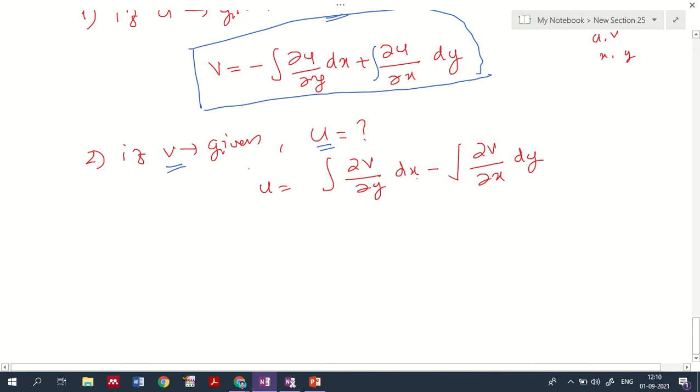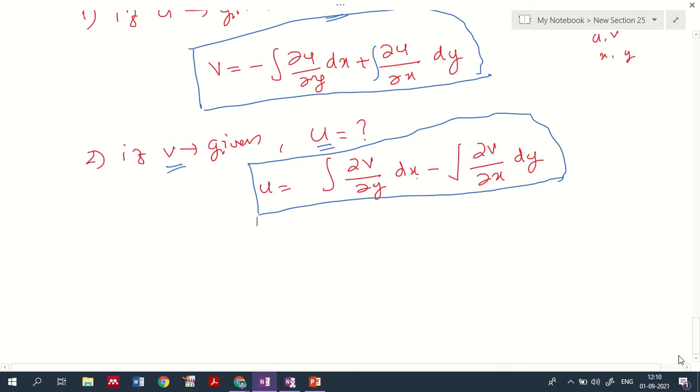So this is the equation you have to utilize if v is given and you have to find the real part u. So that is the first and the second case we have to identify.